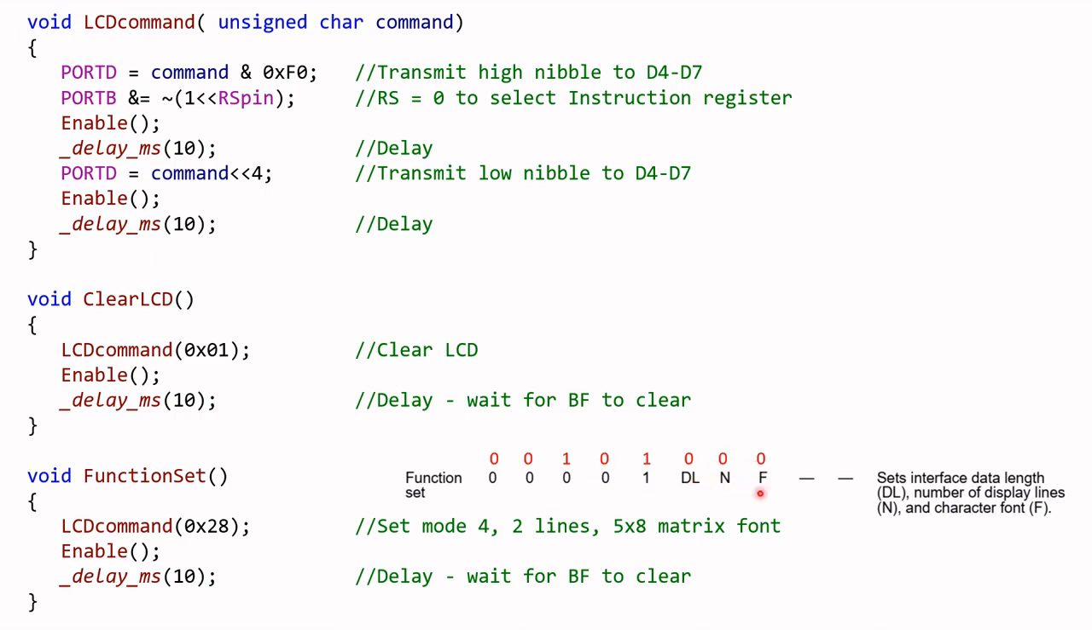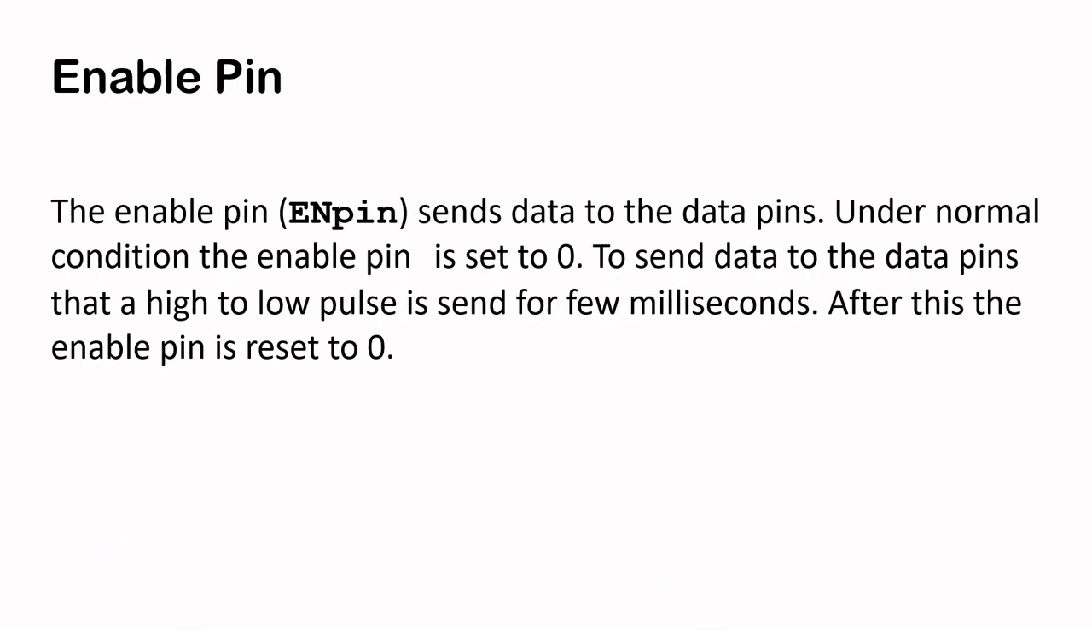So for the parameters here, this bit has to be set to 1 by default. Then DL, the number of data lines, is 0, and let me just put it up here, N, the number of display lines, is 0 because it's a one line display, and then 0 for the 5x8 font that we are using. All right, so 28, and then enable again, and then a delay of 10 milliseconds.